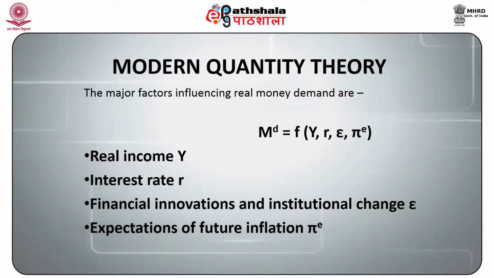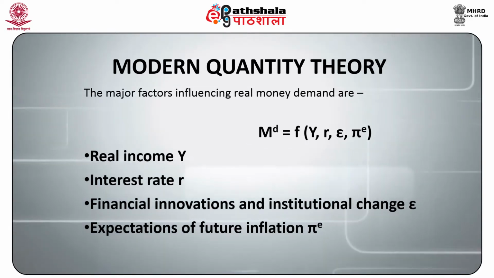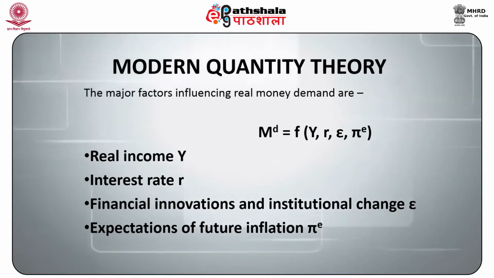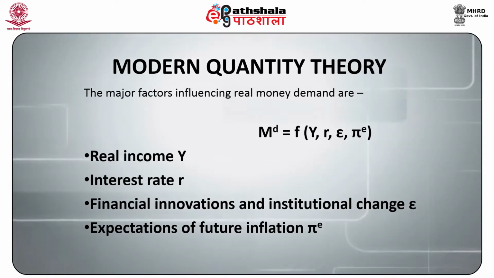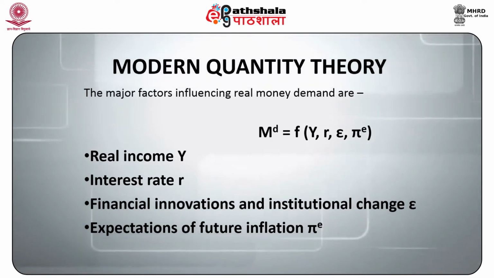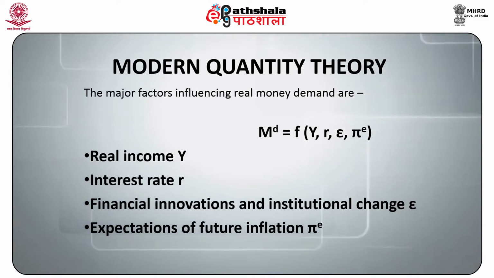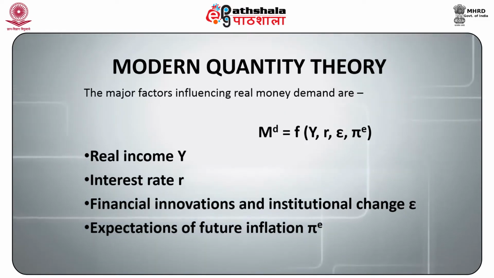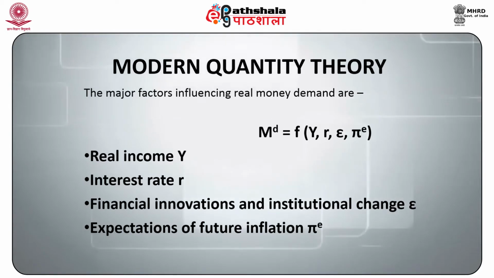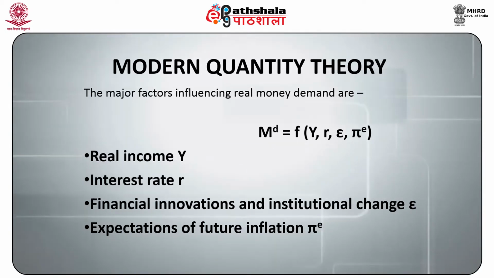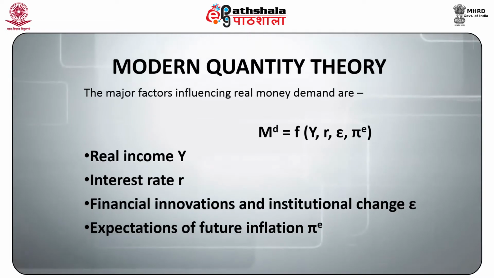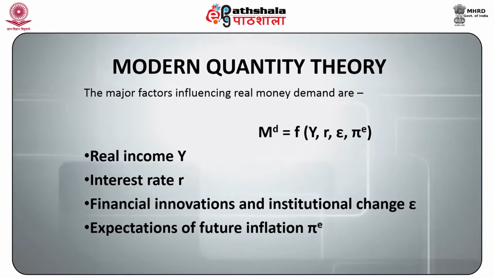C. Financial innovations and institutional changes, given by lambda. Financial innovations such as introduction of credit cards lowered the demand for real balances and therefore put an upward pressure on the price level. D. The expectation of future inflation, given by pi to the power e. Now, if people expect inflation to rise in future, they prefer to hold less money at present as its value is expected to erode. This results in inflation, making inflationary expectation self-fulfilling.